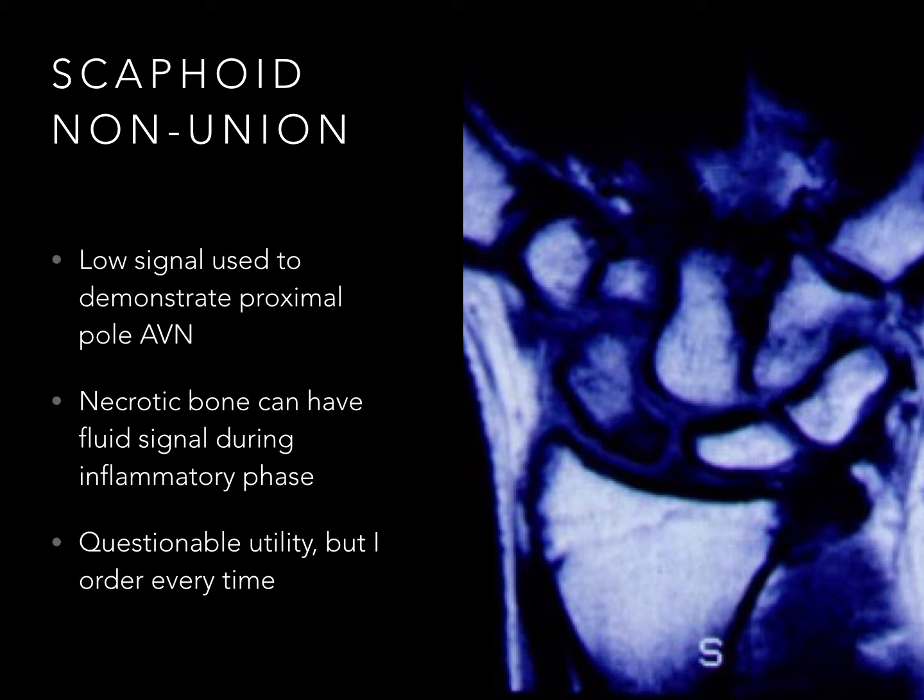Scaphoid non-union, low signal is often used to demonstrate proximal pole AVN, although this is, again, dubious. You can have a high blush fluid signal during an inflammatory phase in a dead bone, so that can be confused for a living bone.